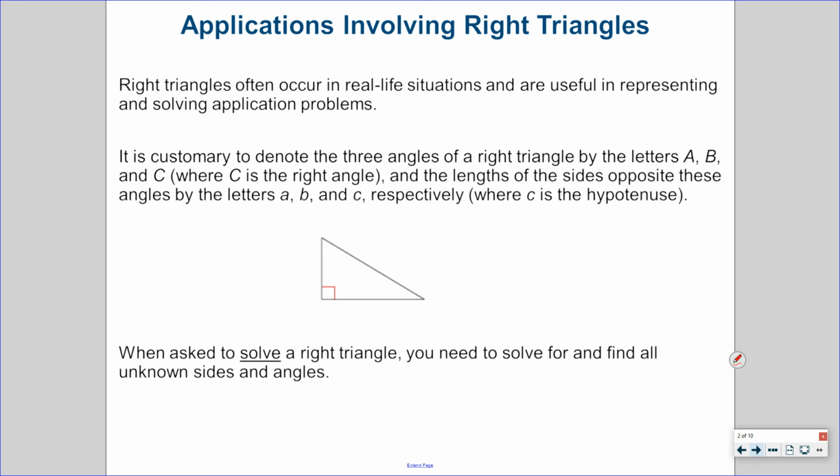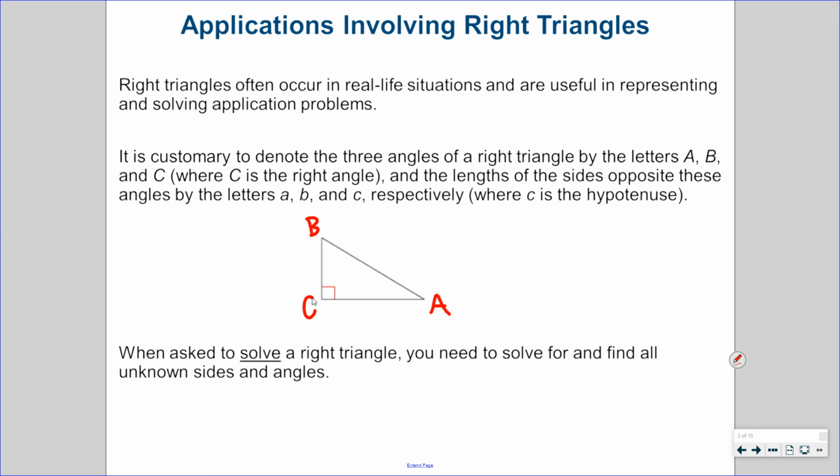So usually when we just have a right triangle in general, we use capital letters to notate the angles, and we usually use a capital C to represent the right angle in a right triangle. And then A and B doesn't really matter. I put A down here and B here. And then the sides across from these angles, we use the same letters, but lowercase.